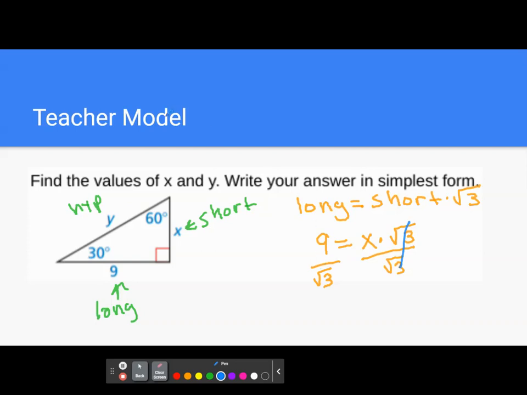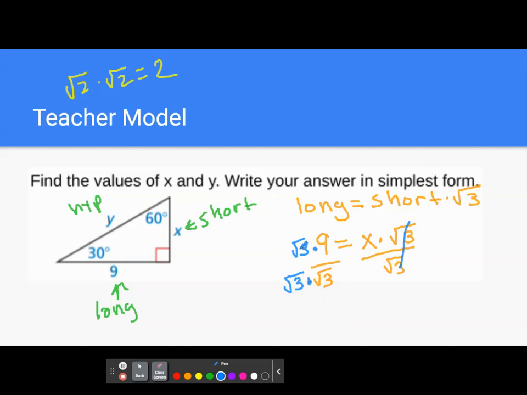Well, if you recall earlier, remember how I told you that the square root of 2 times the square root of 2 is 2? Well, the same goes for square root of 3. So to get rid of the radical, I'm just going to multiply it by the square root of 3. But you've got to keep your scales balanced. So whatever you do to the bottom, you also have to do to the top.